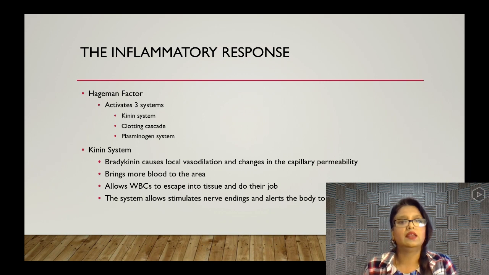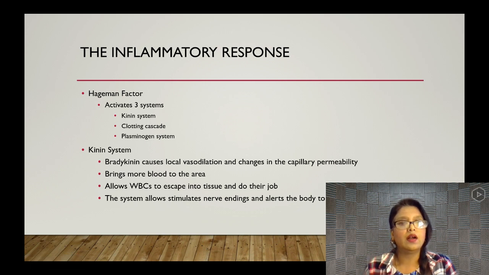Inflammatory response. So let's say there was an invasion, so someone got infected, right? There was some infection that comes into the body, so our body will activate something called Hageman factor. And this Hageman factor will activate three systems: kinin, clotting cascades, and plasminogen system. So these three systems cause inflammatory responses, which helps in fighting infections.